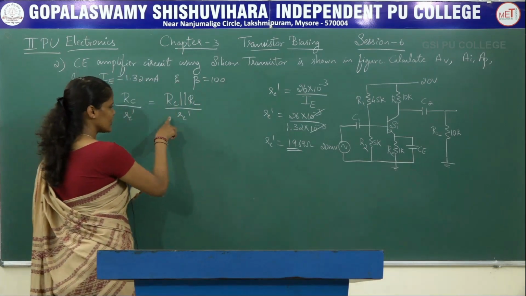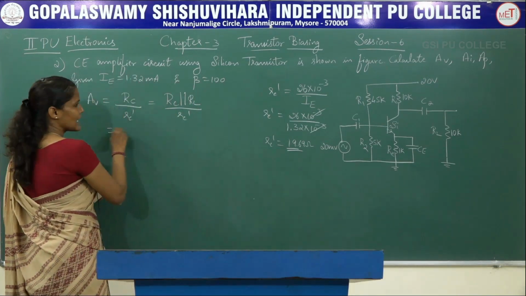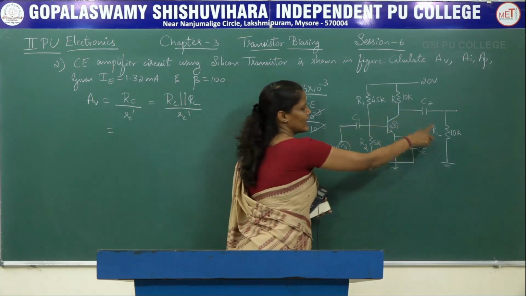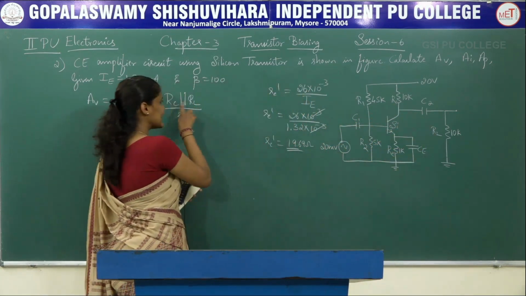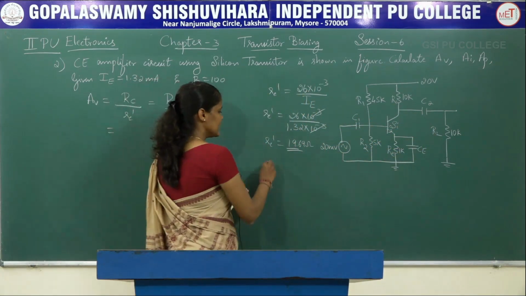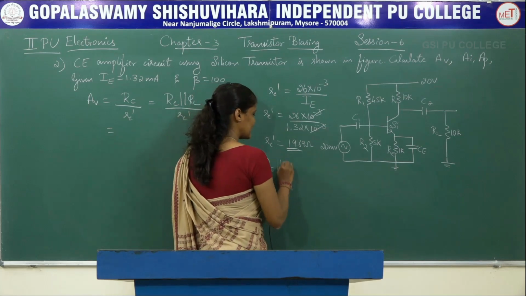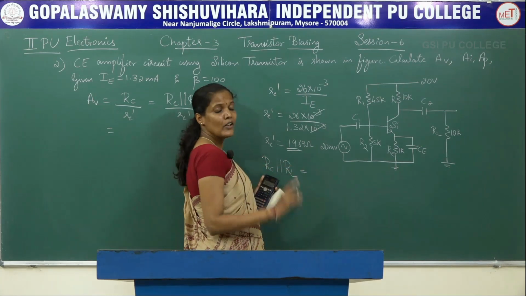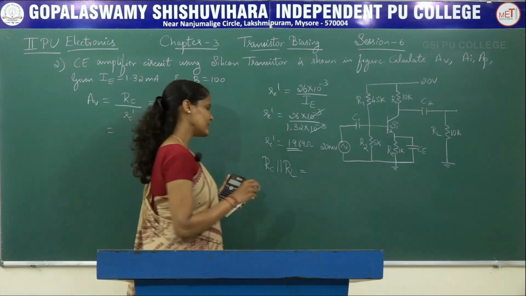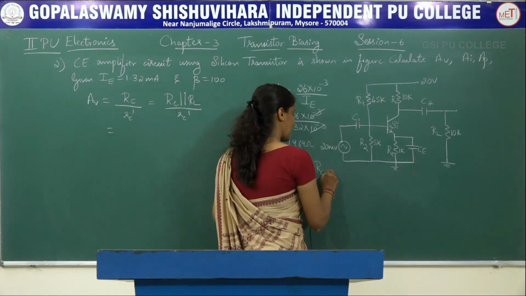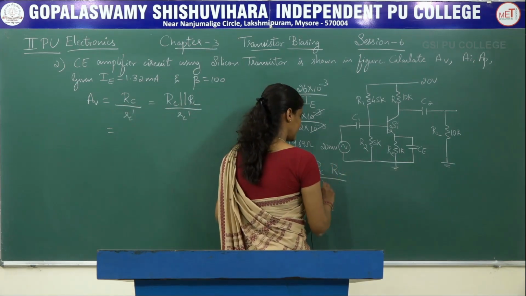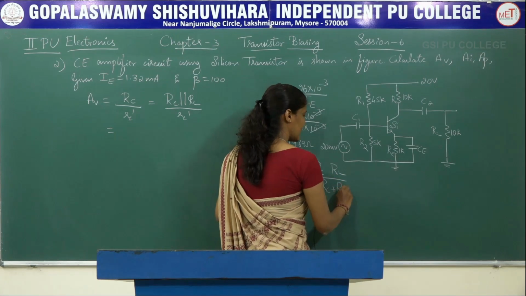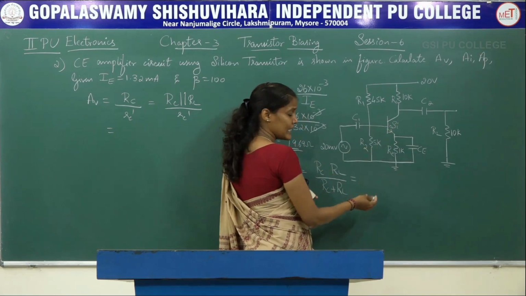So let us substitute this value RE dash over here. RC value, this is the RC value and this is the RL value. RC parallel to RL. So RC parallel to RL anta helidaga, when only two resistors are connected in parallel, the formula is RC into RL divided by RC plus RL, that is both are in kilo.